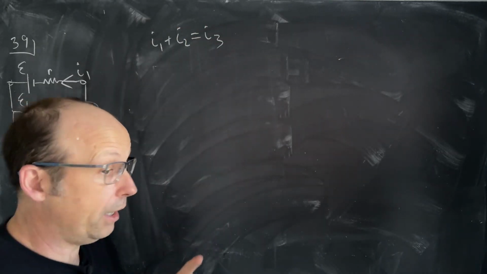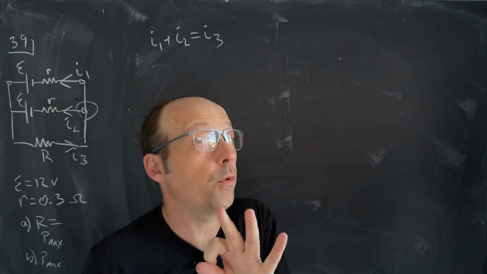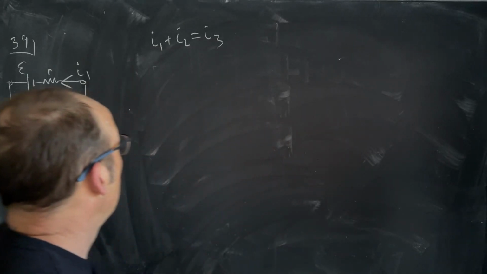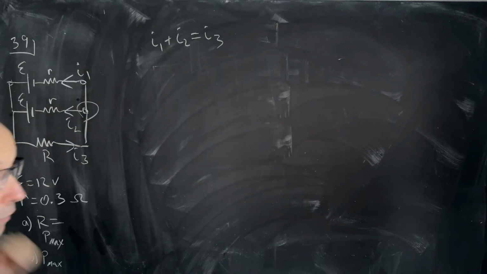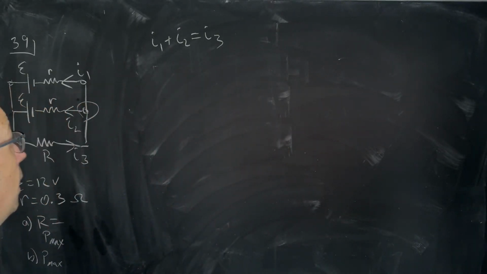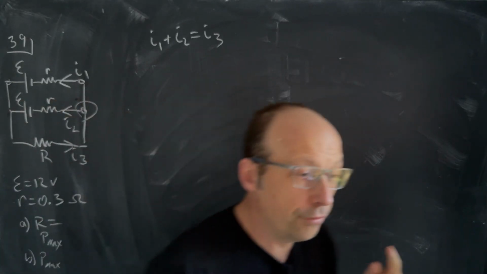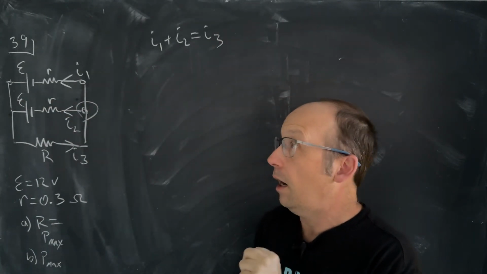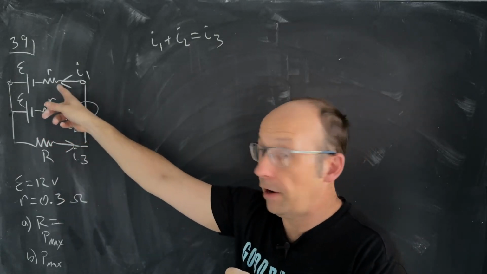I don't know I1, I don't know I2, I don't know I3. Okay? You should have 3 equations, 3 unknowns. Now, there's only one other junction, and it's on the other side of the circuit over here. It's just going to give me the same thing. So it's a redundant equation. I don't need it. Now I can start using loop rules. I'm going to use a loop rule that I know will be useful. I'm going to do a loop rule around this top loop.